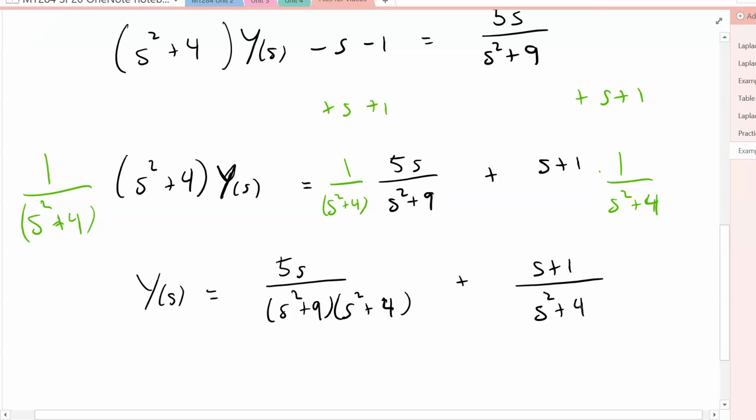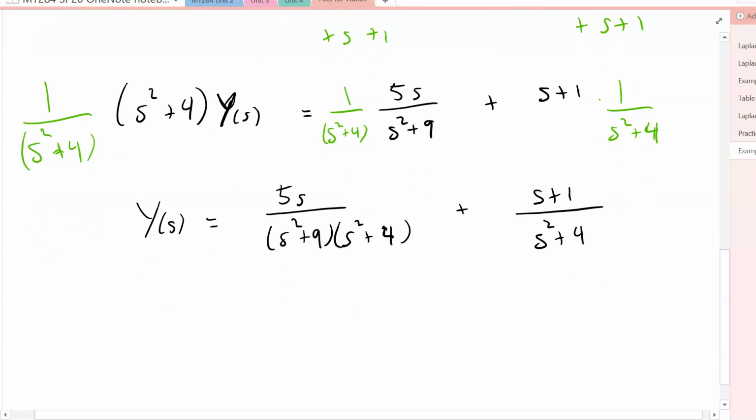Now eventually we need to go through and find the inverse Laplace transform, which will come out in terms of sines and cosines, but for us to do that, we're going to need to do a little bit more algebra.